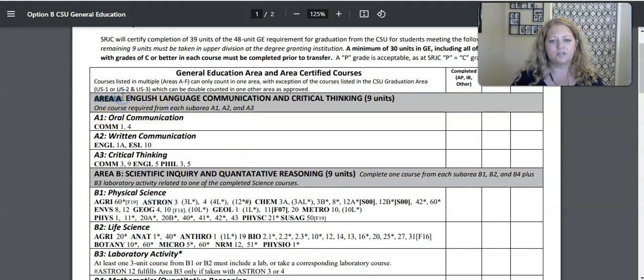The first area is your English language communication and critical thinking, and this is 9 units. So you need a communications class. In the past, this used to be Speech 1A and Speech 60. Then it changed to Comms 1 and Comms 60. And then this year it was renumbered to Comms 4, okay? Because Comms 60 was not UC transferable. They rewrote it to make it UC transferable. So now it is Comms 4. If a student took it as Speech 60, it counts, okay? Because it was on this sheet.